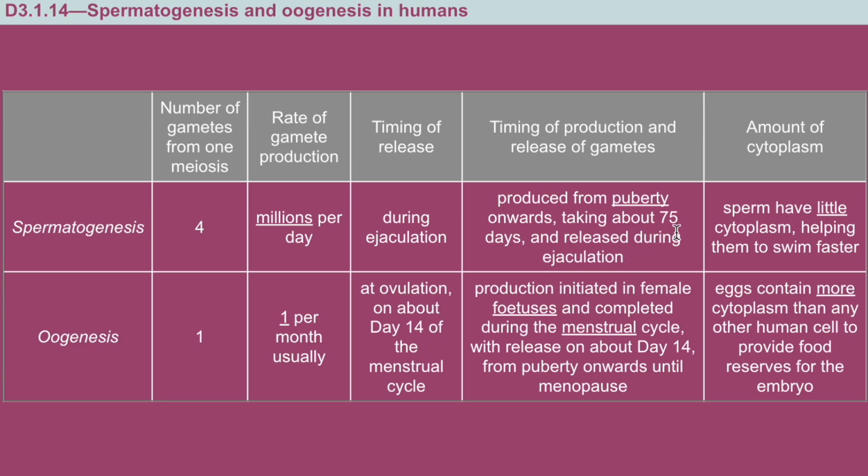Sperm are produced from puberty onwards, taking about 75 days. Oogenesis, the process is initiated while the female is still a fetus, but is then completed during the menstrual cycle, released on about day 14, occurring from puberty onwards till menopause. Now remember, sperm have little cytoplasm helping them to swim faster. Eggs contain more cytoplasm than any other human cell to provide food reserves for the embryo, and in fact, eggs are the largest human cell.